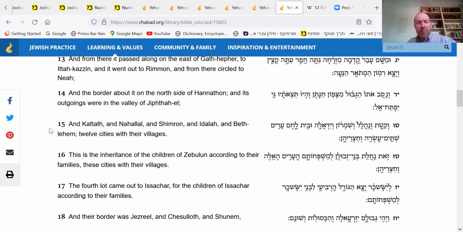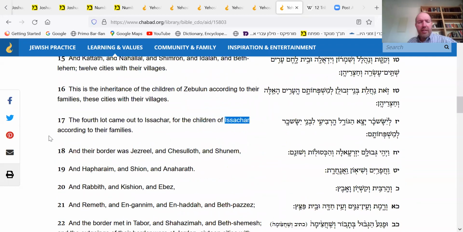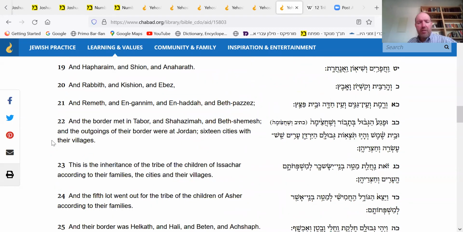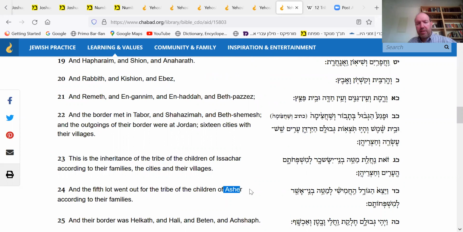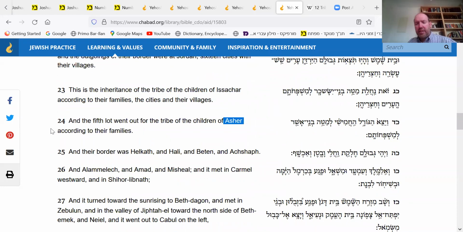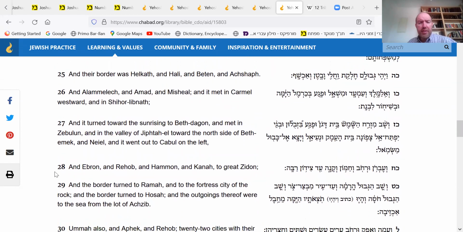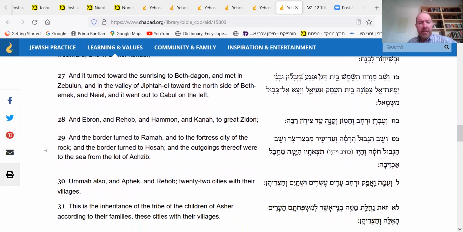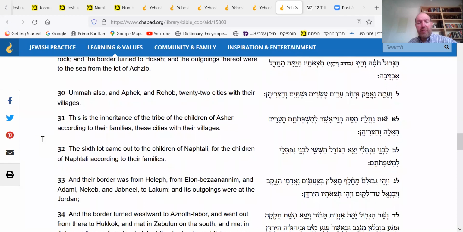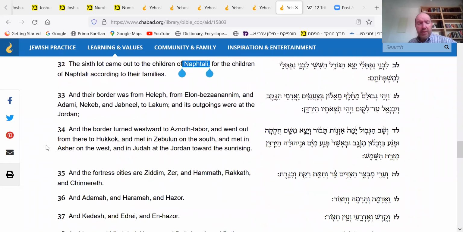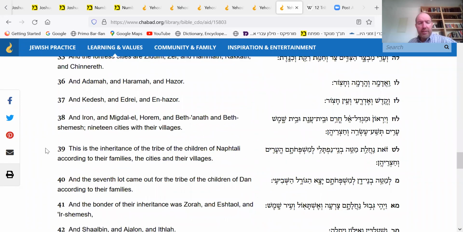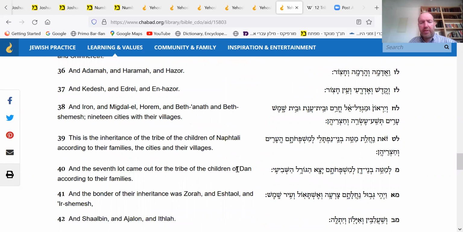And afterwards, we move on to Issachar in verse 17. And then after Issachar, we move to Asher. Then we go further. That takes us further north, right? And then this is Asher, and then we have Naphtali in verse 32. And then the final tribe, after Naphtali, is Dan, which we find in verse 40, the tribe of Dan.